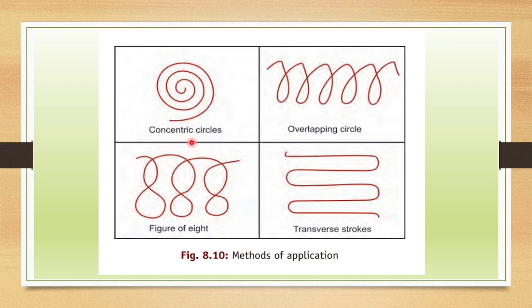These are the different manners or methods of application. Either you can move your ultrasonic head in concentric circles, or in overlapping circles, or you can use the ultrasonic head in a figure of 8, or in a manner of transverse strokes. The most common method of application is concentric circles, in which we keep moving the ultrasonic head in a concentric circle manner without stopping.